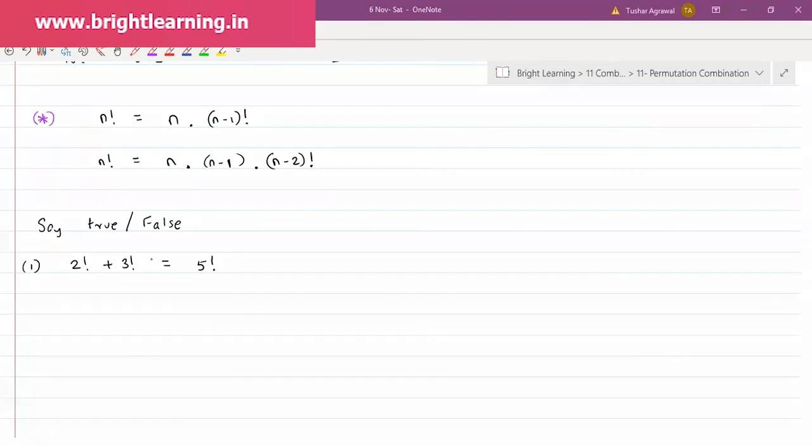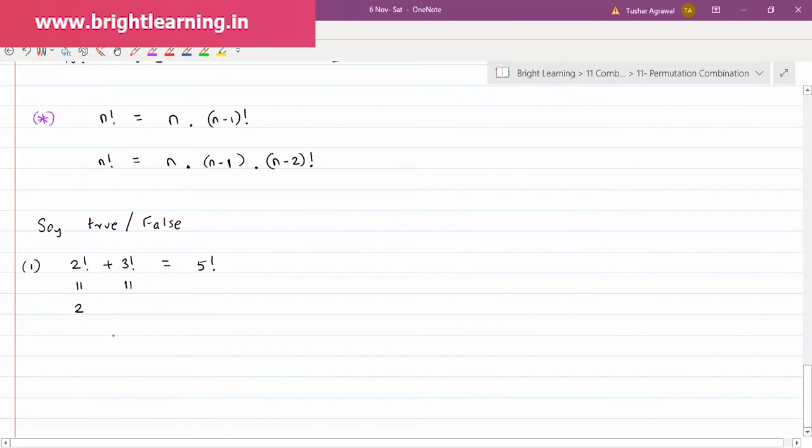So how to verify? A very easy question. 2 factorial is 2 multiplied by 1, that is equal to 2. What is 3 factorial? 3 into 2 into 1, which is 6. So 2 plus 6 is equal to 8. The LHS is 8. So what is the RHS? Can you evaluate 5 factorial? 5 factorial is equal to 5 multiplied by 4 multiplied by 3 into 2 into 1. This is definitely not equal to 8. So this is a false statement.